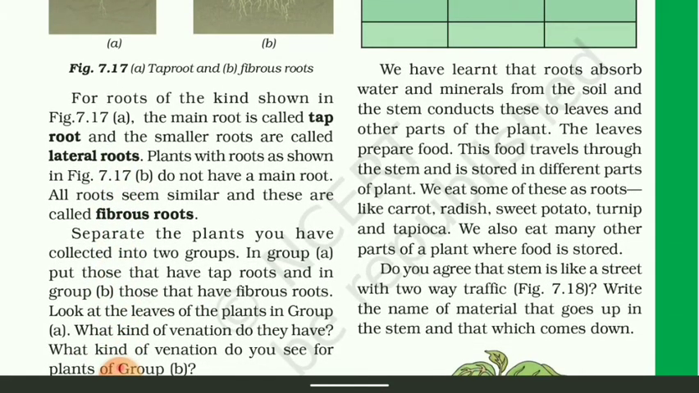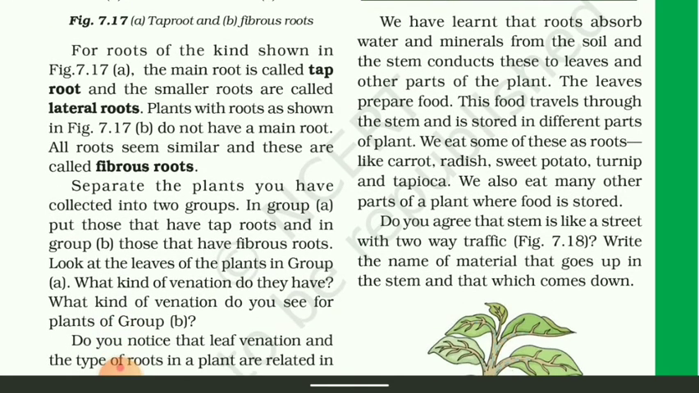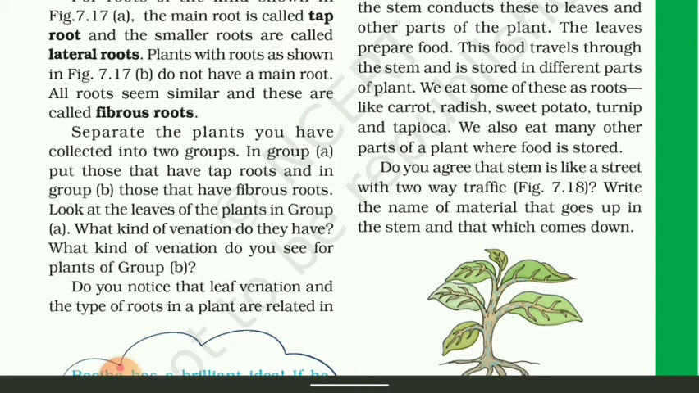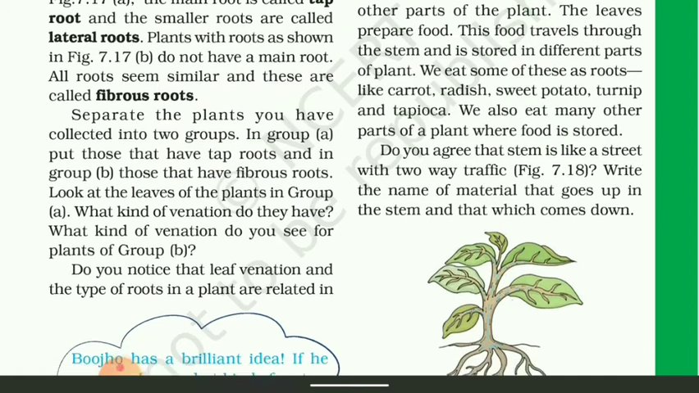For roots of the kind shown in figure 7.17a, the main root is called the tap root and the smaller roots are called lateral roots. Plants with roots as shown in figure 7.17b do not have a main root. All roots seem similar and these are called fibrous roots. Separate the plants you have collected into two groups. In group A, put those that have tap roots and in group B, those that have fibrous roots.